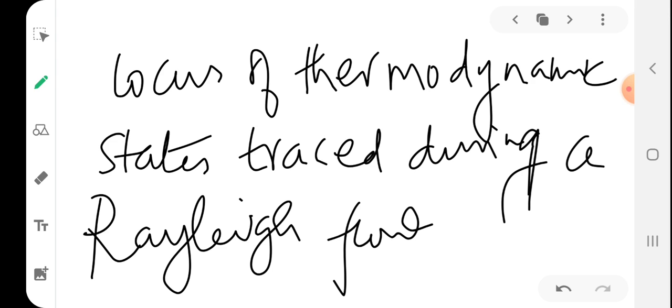That is nothing but when a Rayleigh process is represented in a PV diagram or HS diagram or TS diagram, then that particular figure is known as a Rayleigh line. That particular curve is nothing but locus of various states through which the system passes or the flow passes. Okay, so that is a Rayleigh line.